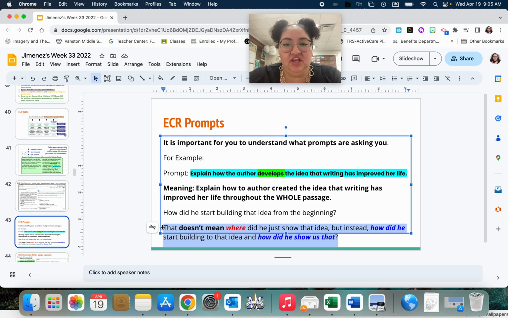So that's just something I want you to keep in mind, that when you see that word develop, it is not just hinting at where is that message or that idea the clearest. It is what are all the little things in that text that built up to that idea.